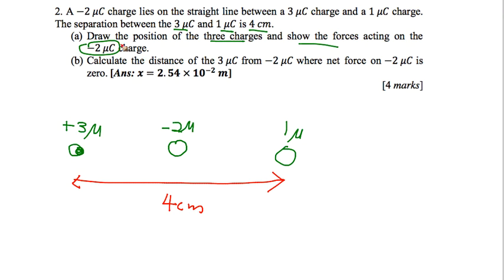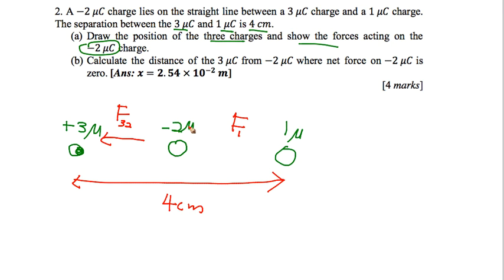So the force X on the negative 2 microcoulomb charge, meaning the force by the 3 microcoulomb charge on the charge negative 2. So what happened to the charge negative 2? Because this is negative, the force by the 3 microcoulomb charge on the negative 2 microcoulomb charge is directed to the left.